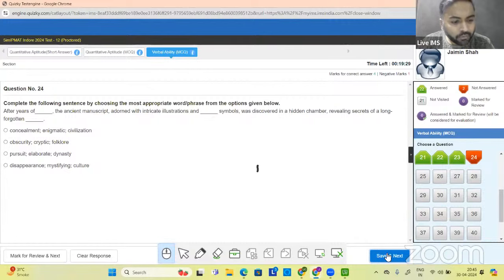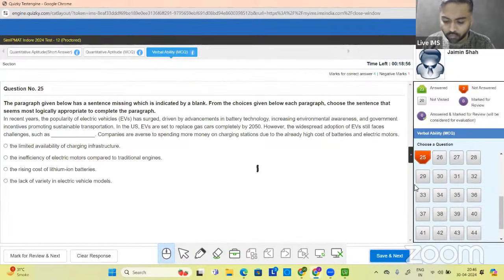After years of concealment, obscurity, pursuit, or disappearance, the ancient manuscript adorned with intricate illustrations and mystifying symbols, or elaborate symbols, was discovered in a hidden chamber revealing secrets of a long forgotten culture. Fourth option.